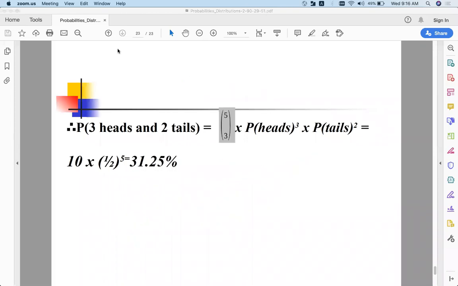Now, why is this a binomial probability distribution? Because there are only 2 outcomes, head and tail, a binary outcome, 0 or 1. What is the n value here? The n value is 5. What is the probability of success? You are interested in heads, which is 3. And the failure is tails, which is 5 minus 3, which is 2. So this is a very simple formula.